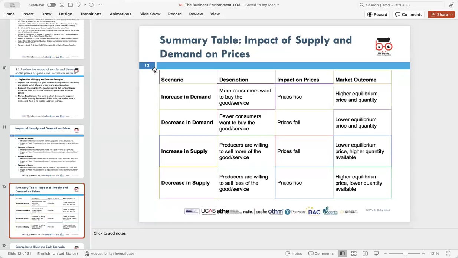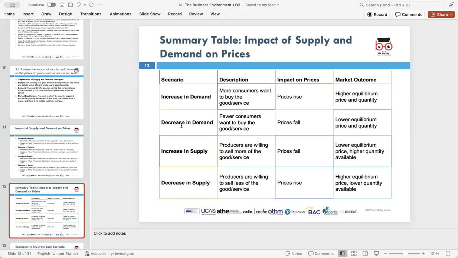Next is decrease in demand. Scenario: fewer consumers want to buy a good or service. Impact on prices: prices fall because the lower demand pulls the equilibrium price down. Market outcomes: lower equilibrium price and quantity.